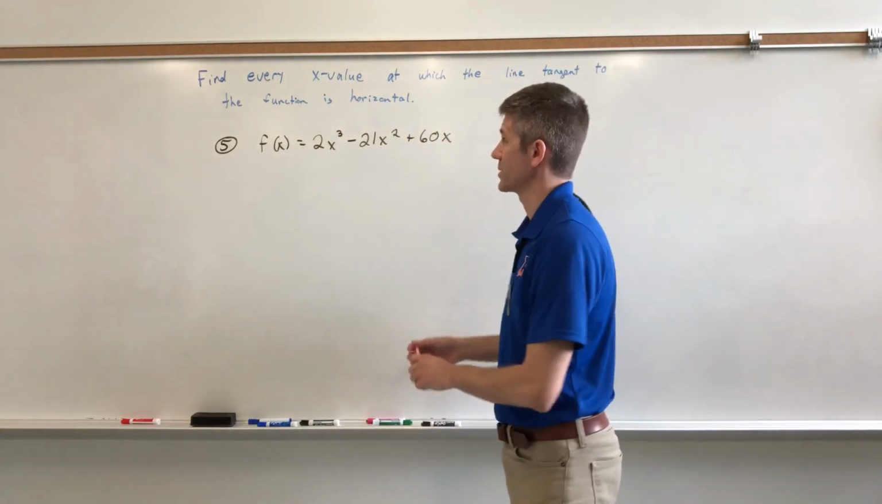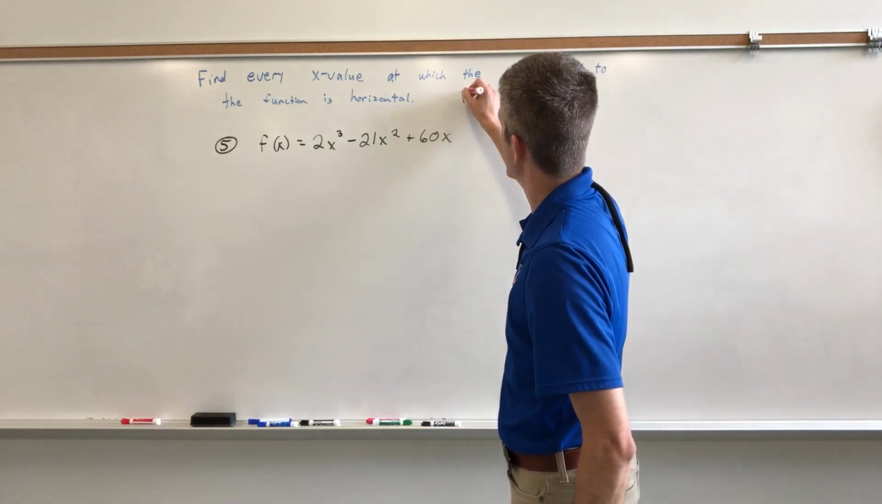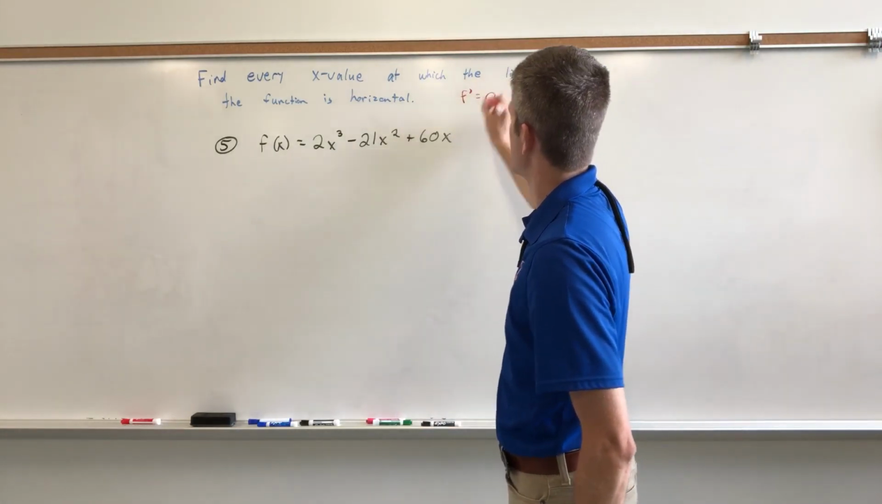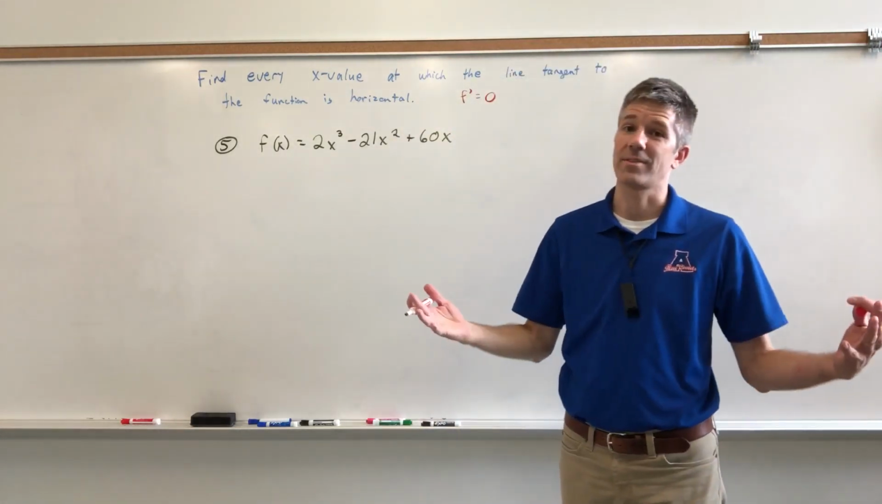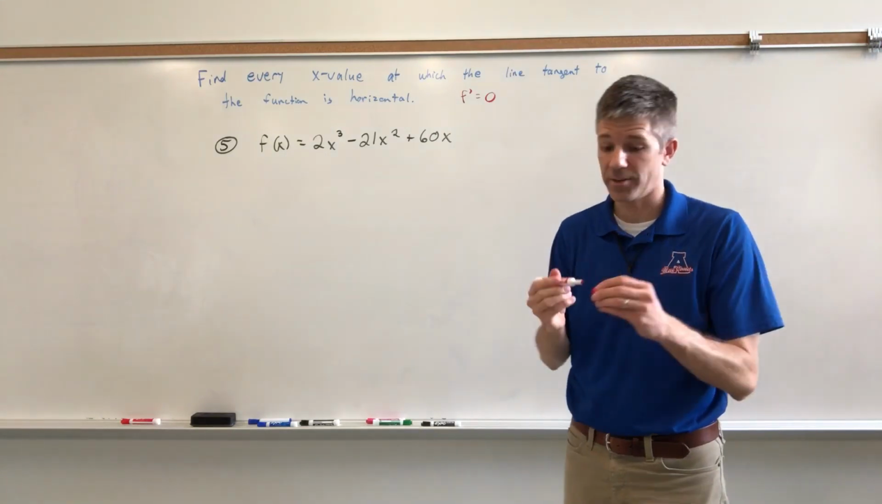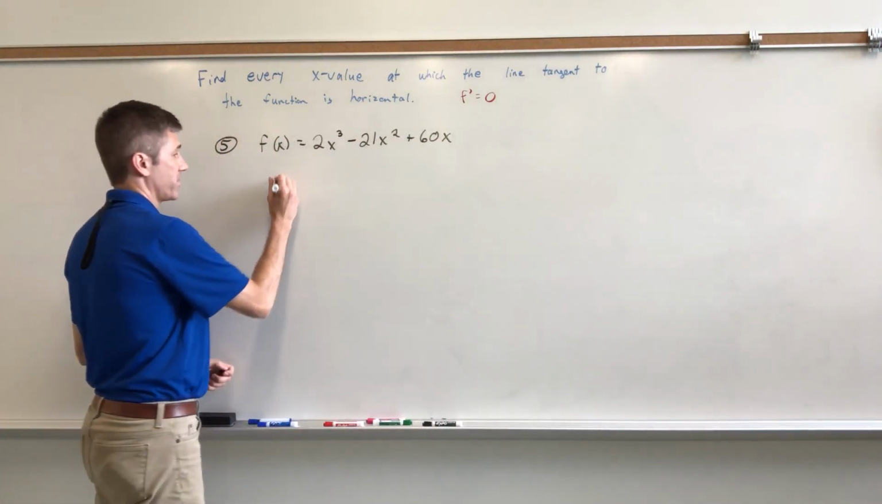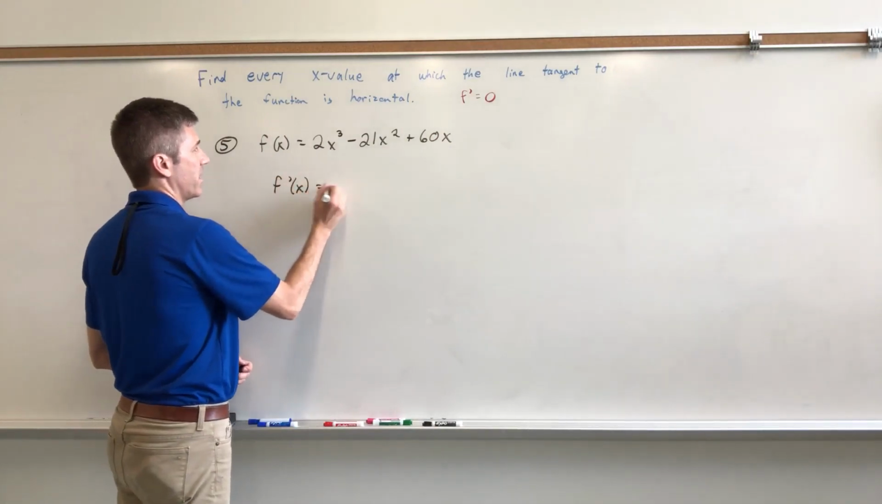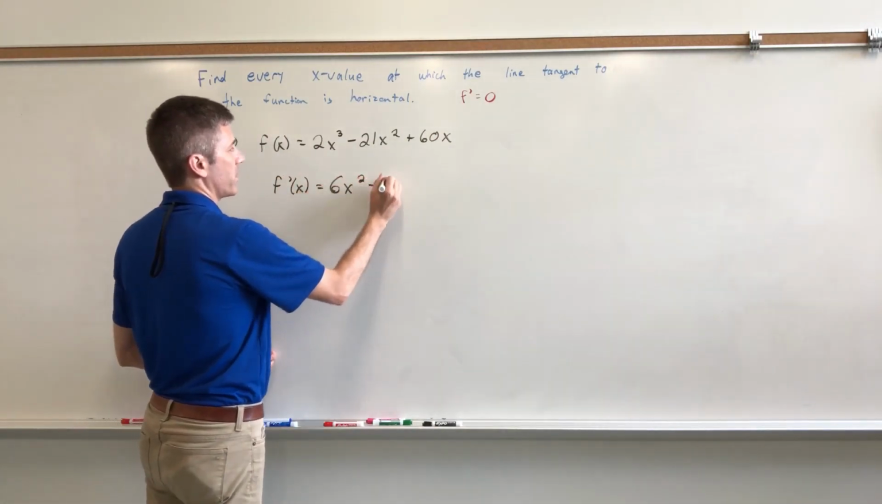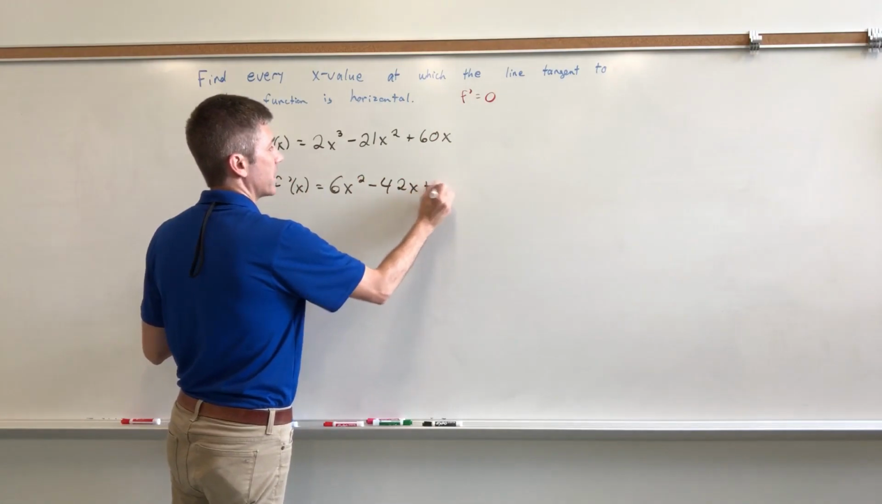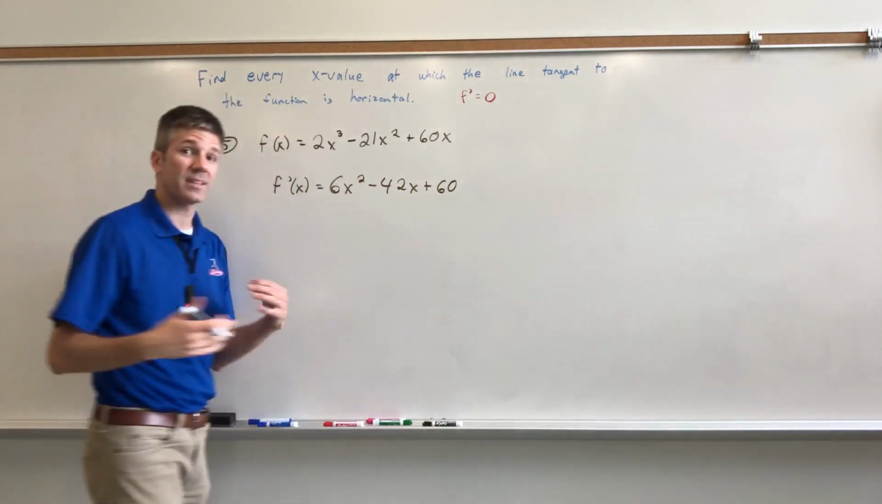Here's what the question is really saying. Tell me everywhere that the derivative equals 0. Give me all the x values. That's it. So let's just find the derivative. And all I have to do is find the derivative. 6x squared, 42x, and 60. And I'm going to set that equal to 0.